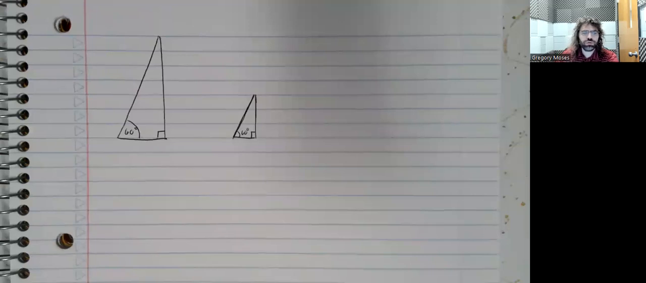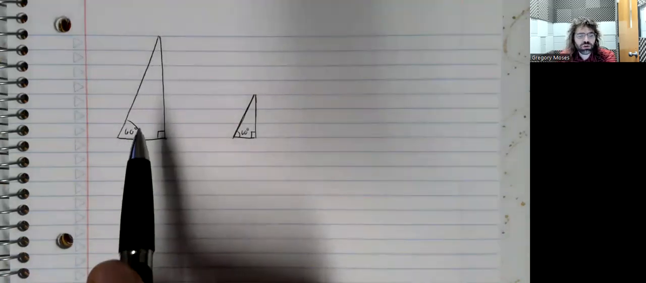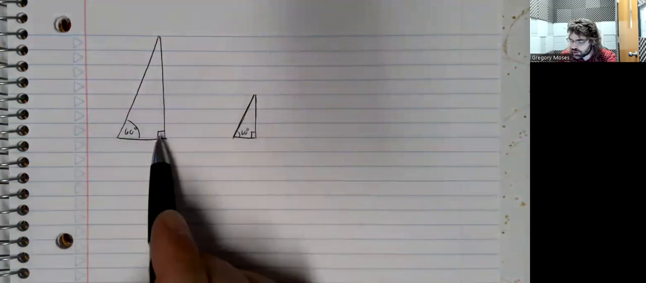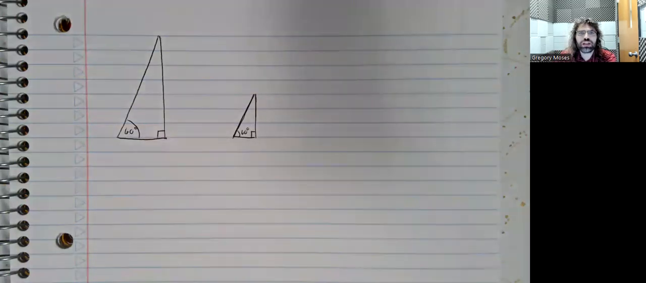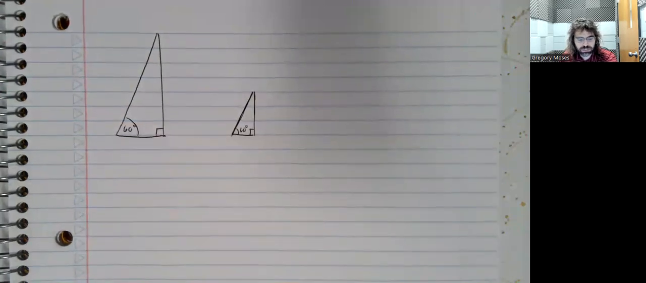To see what I mean by that, let's draw two right triangles that both have an angle of 60 degrees. I haven't written it down, but note that because the angles of a triangle have to add up to 180, if they've got the right angle in common and they've got the 60 degrees in common, this third angle has to be the same as well. In fact, it's 30 degrees. So all of the angles in these two triangles are the same.